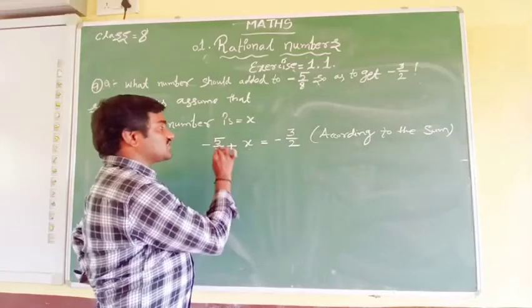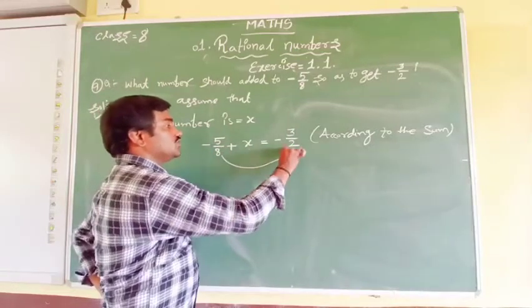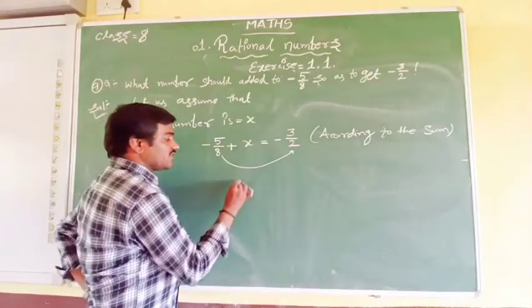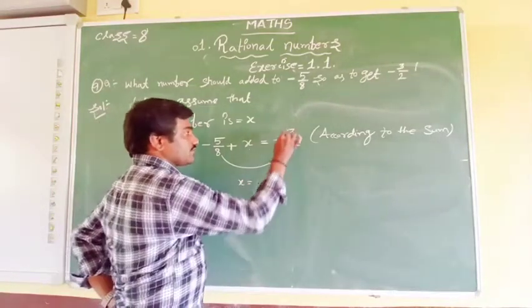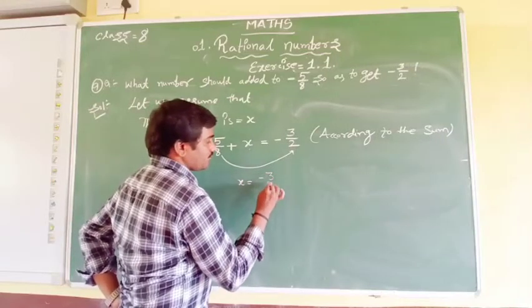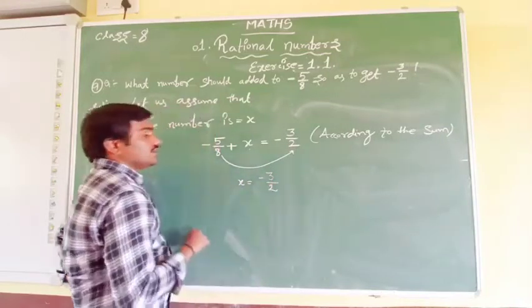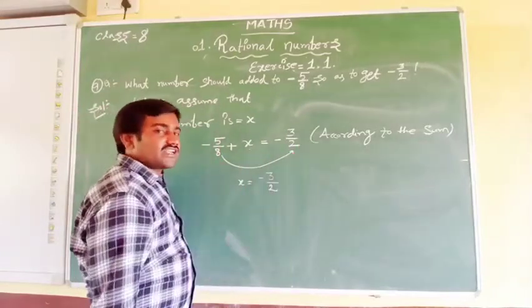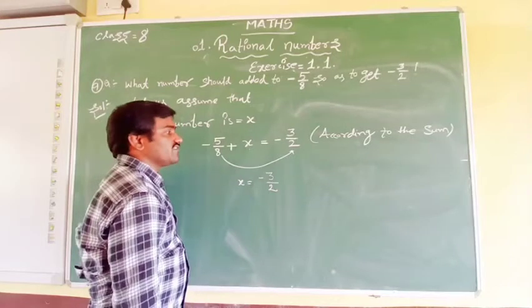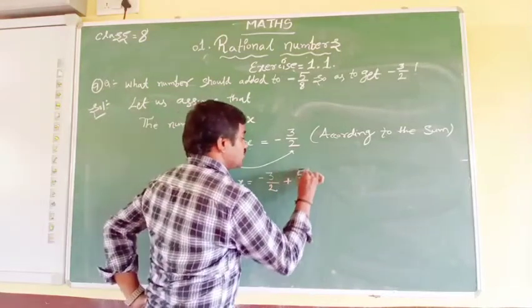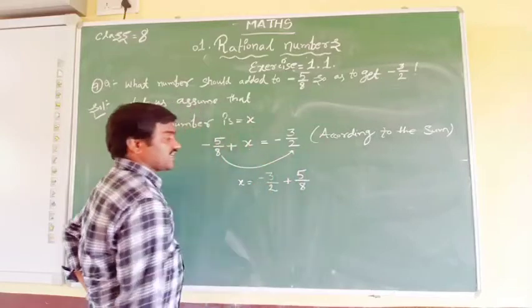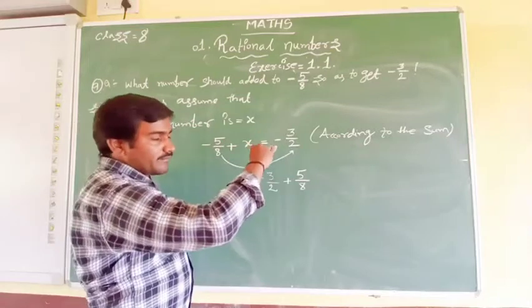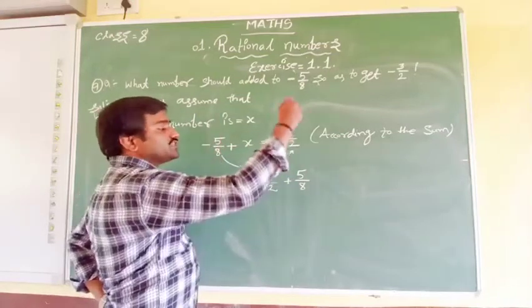So let us transfer this minus 5 by 8 towards the RHS, the right hand side. So the x will be left on this side. x equals minus 3 by 2, here minus 5 by 8. If you transport it to the RHS side, that becomes plus 5 by 8. Transporting terms you have already learned in the 7th class. So minus 5 if you transport to the RHS side, that's plus 5. Minus 5 by 8 if you transport, that is plus 5 by 8.